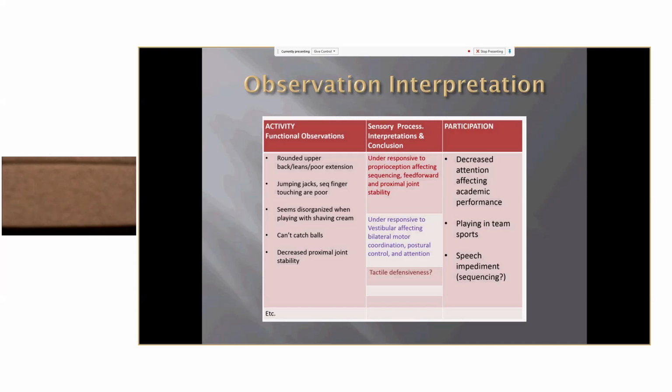If we see a child that has a rounded upper back, they lean, they have poor extension, we might assume that they're under-responsive to proprioceptive input, which is affecting their sequencing, their feet forward movement, and their proximal joint stability. So this is just an example of what we look for in our observations and how we would interpret it.